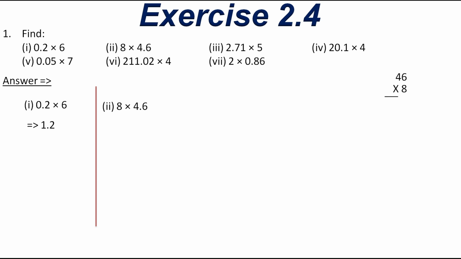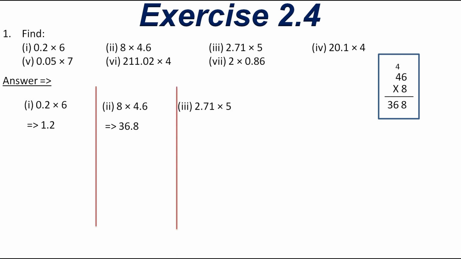So 8 sixes are 48. The 4 will go in the carry. Next, 8 fours are 32 plus 4 is 36. So we got the answer as 368. Okay, now we have to think about the decimal point. Here again the decimal point is before one digit, right? So we put the decimal point before one digit from the right side. So the number became 36.8. It's very easy, you just have to solve carefully.